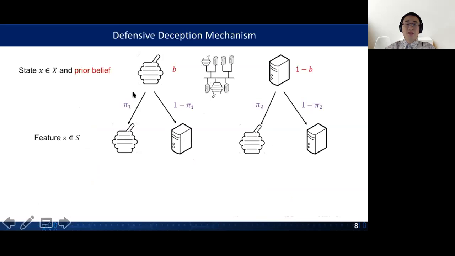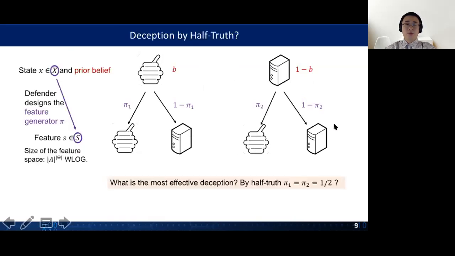To provide an intuition, let's consider this example. Suppose each node in the network has a binary state X, which can be either a honeypot or a normal server with a prior probability B and 1 minus B respectively. The prior belief is common knowledge, but the user, both the legitimate one and the insider, does not know the true state of the node. So the defender adopts the following deception mechanism. If the node is a honeypot, it reports itself as a honeypot with probability pi1 and as a server with probability 1 minus pi1. If the node is a server, it reports itself as a honeypot with probability pi2 and as a server with probability 1 minus pi2.